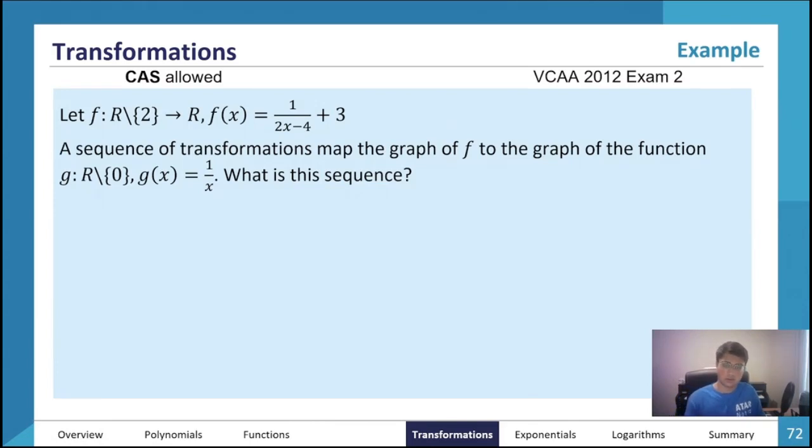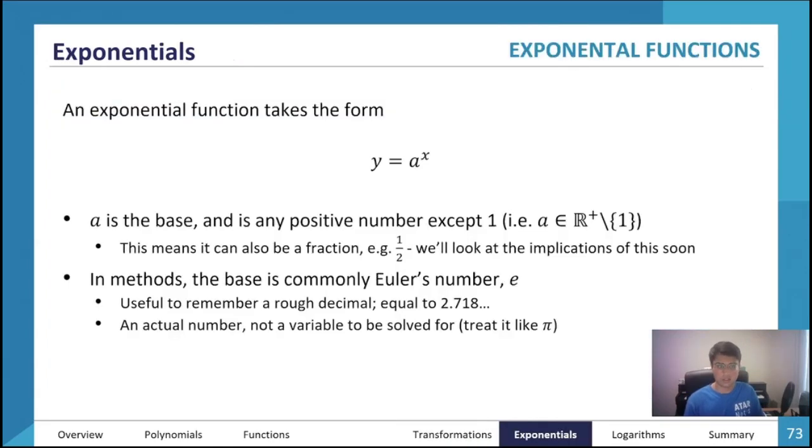We're going to move on to logs and exponentials. It's the final part. So exponential functions have a very simple form. It's y equals a to the x. A is called the base, and it's any positive number except for 1. If a was 1, then 1 to the x would just be representing a straight line, if you think about it graphically. So there's no kind of exponential growth or decay going on.